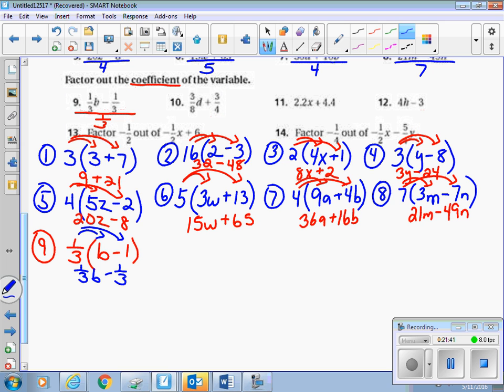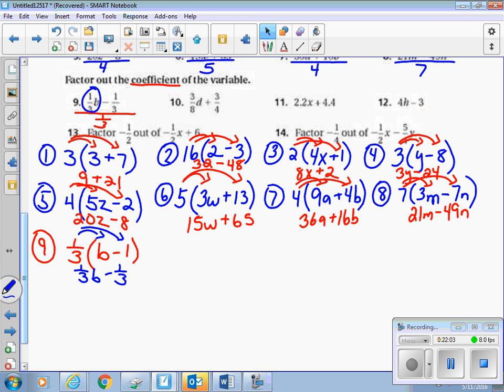So remember, you're going to factor out the coefficient, the number that is attached to the variable. 1/3 here is attached to b, so we knew to factor out the 1/3. See if you can do 10, 11, and 12, factoring out your coefficient. Pause the video, then come back and check your answers.